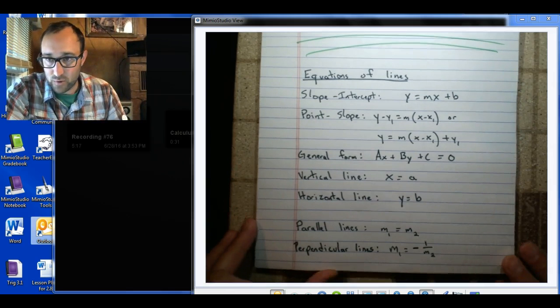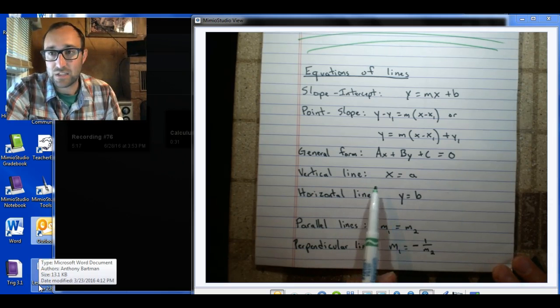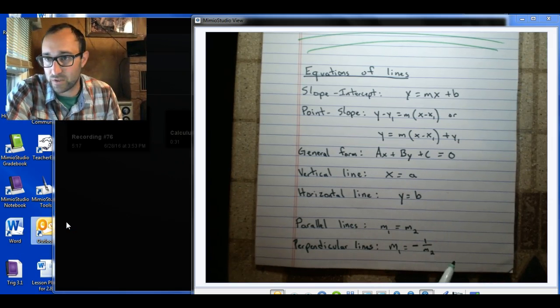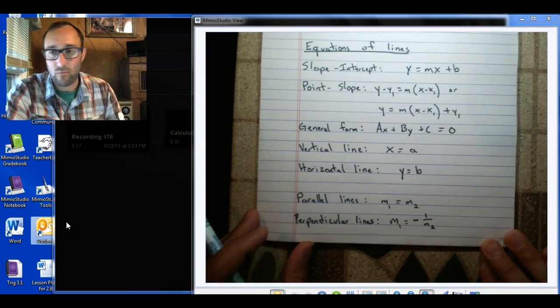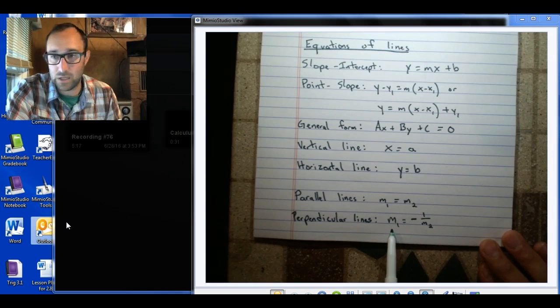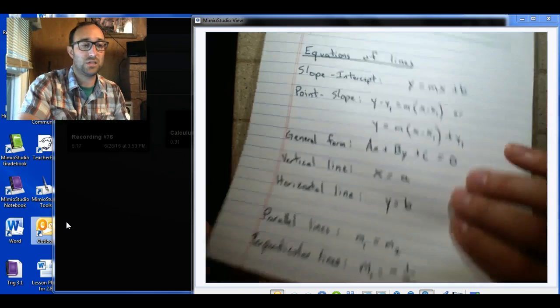Then there's also general form, ax plus by plus c equals 0. Vertical lines, x equals a, horizontal line, y equals b. Doesn't really matter which type it is. I mean, these are just arbitrary letters, so who cares if it's A or B? All right, remember, lines that are parallel, the slopes have to be the same. And remember, perpendicular lines, the slopes have to be opposite reciprocals. So all that stuff is just a good refresher for lines that you're going to need to know.